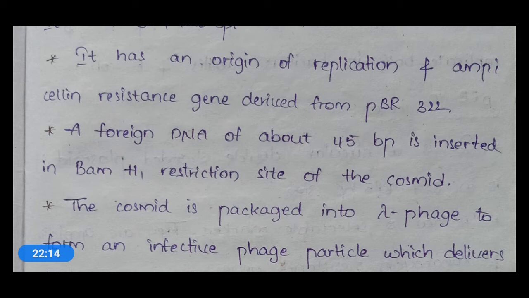Okay, and a foreign DNA of about 45 kb can be inserted. So here 45 kb DNA can be easily inserted in the BamHI restriction site of the cosmid. In the BamHI restriction site of this cosmid, we can easily insert a 45 kb length DNA fragment or desired gene.